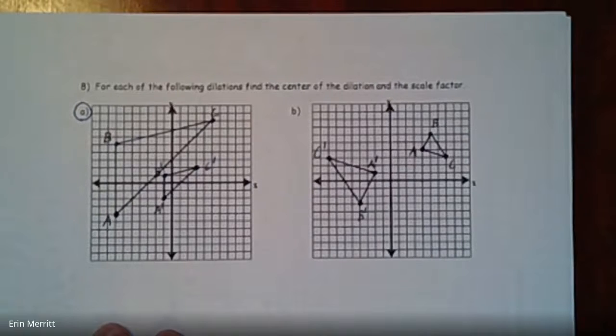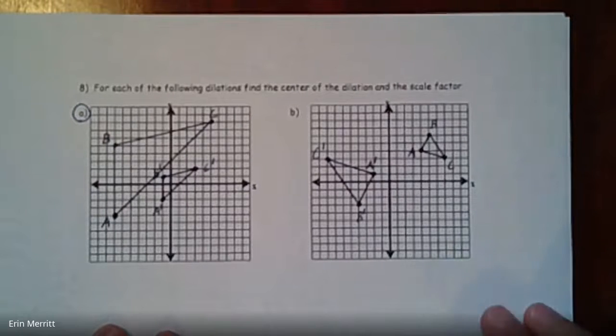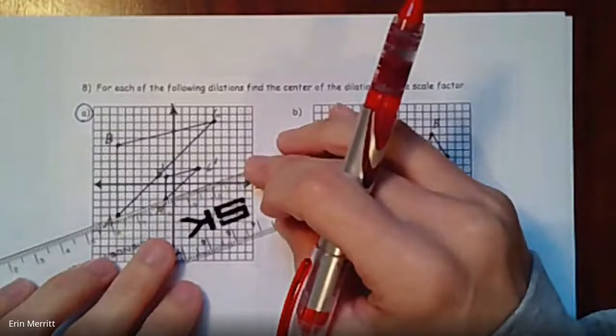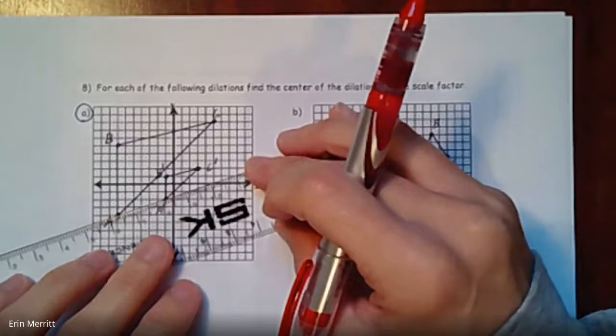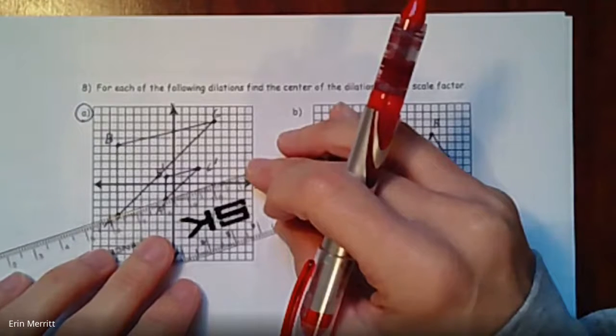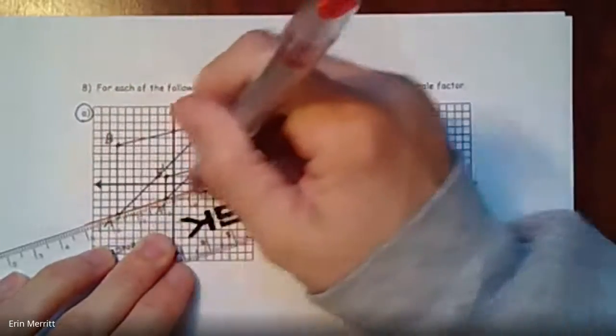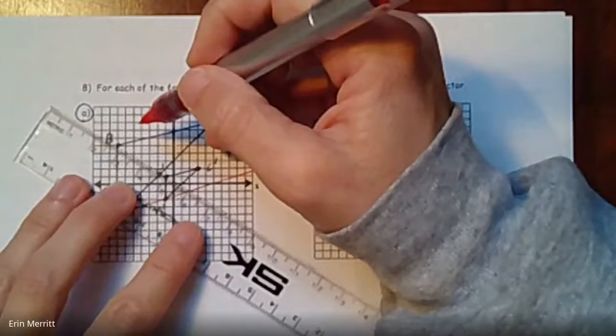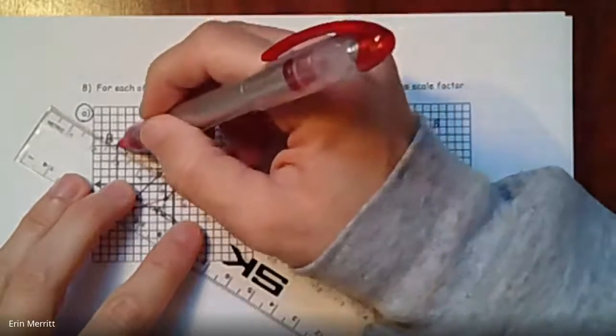Since they're already drawn, to find the center of dilation, we want to find what line A slid along to land on A prime, and B slid along to land on B prime, and so on. So we're going to draw those lines in. You can see how that same concept gets used over and over. Now you do want to draw really carefully. Otherwise, your point might end up a little bit off, which occasionally happens to me.